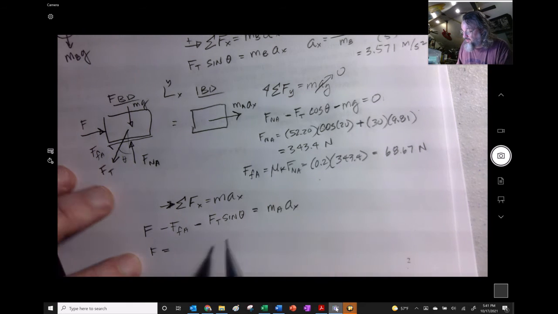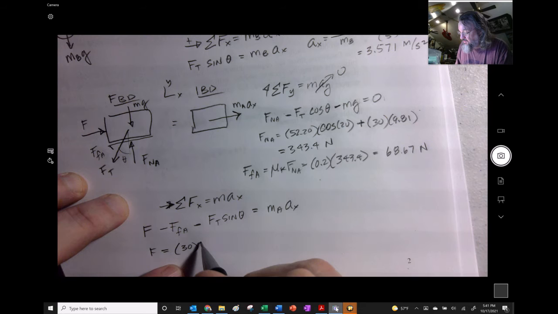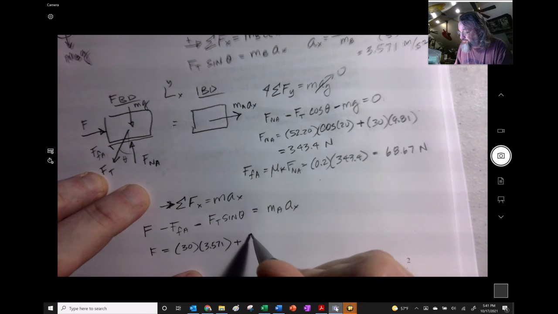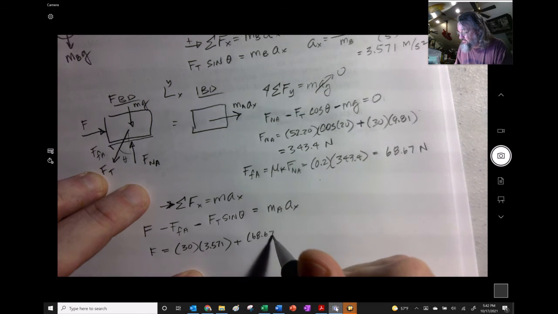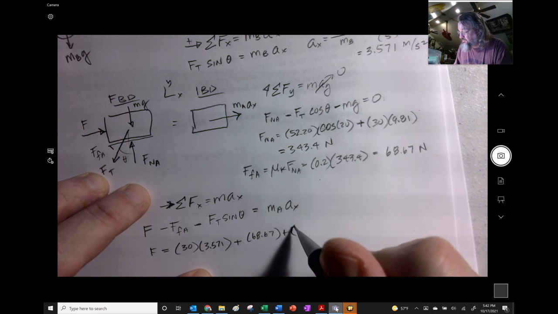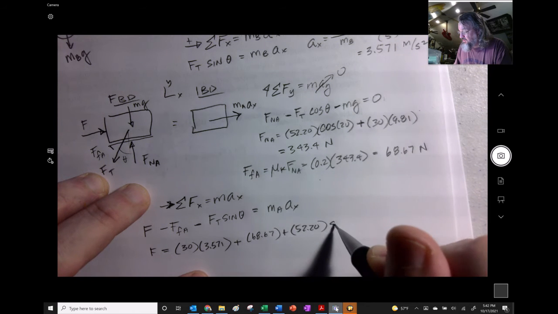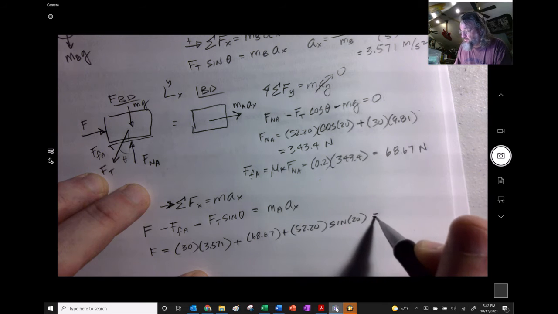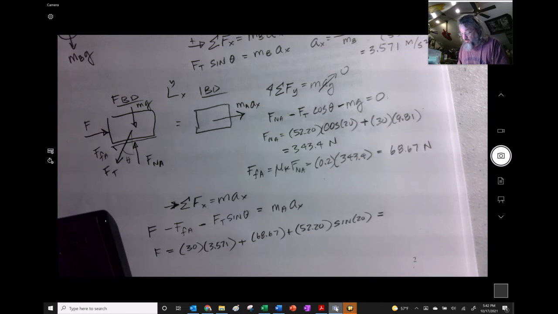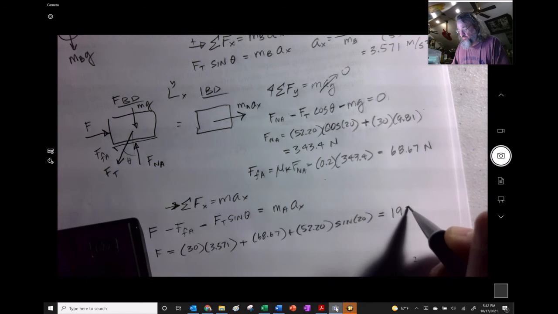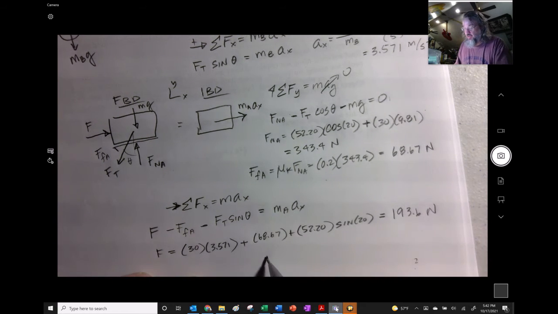F is going to be equal to that ma: 30 times the acceleration, 3.571, plus the friction force, 68.67, plus the tension force of 52.20 times the sine of 20 degrees. And I will get, let's see, 52.20, 20 sine times, add those together. I'm going to multiply that by 30, add it, and I get 193.6 newtons. So that's my answer.